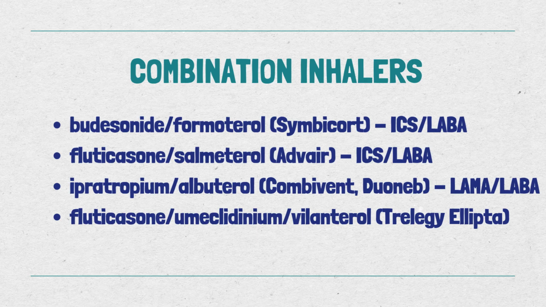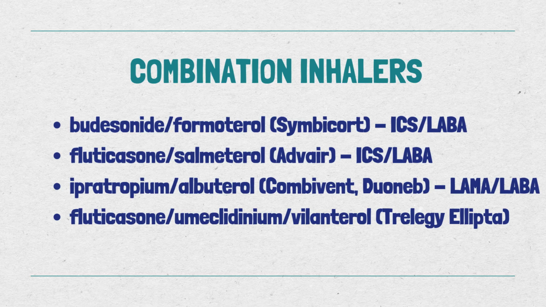These are the combinations on our drug list. There are plenty more, but these are the only ones you'll need to know for now. We have budesonide formoterol, which is Symbicort, and it's an ICS LABA. And then fluticasone and salmeterol is Advair. And again, fluticasone is an inhaled corticosteroid, and then salmeterol is a LABA or long-acting beta agonist.